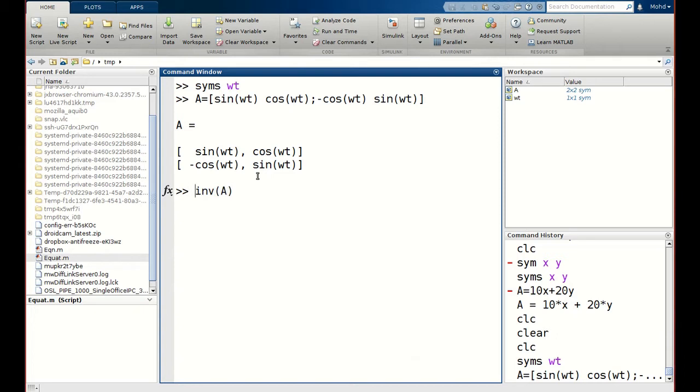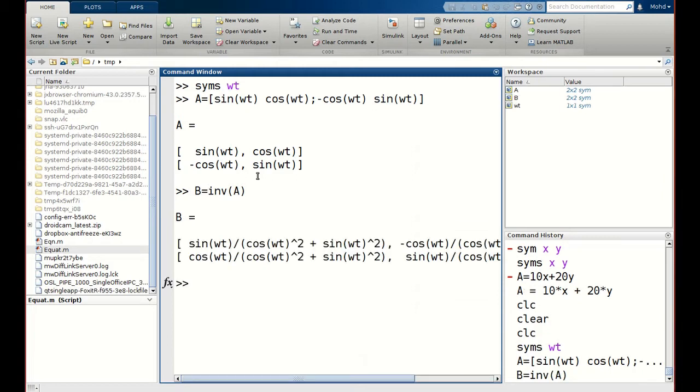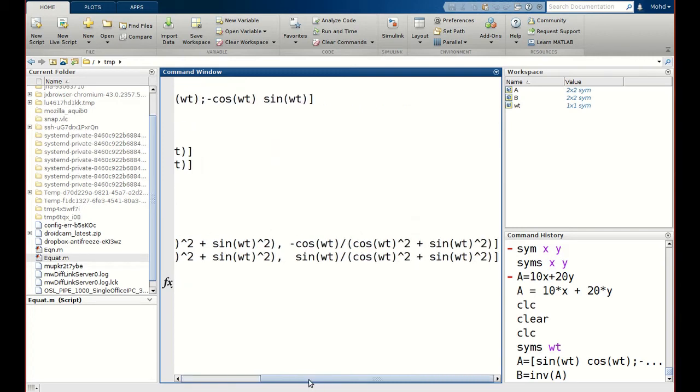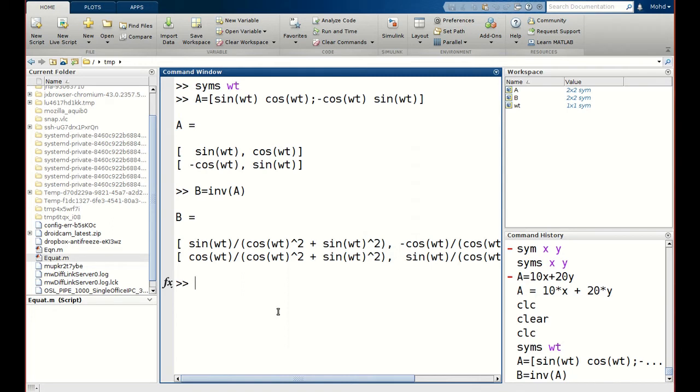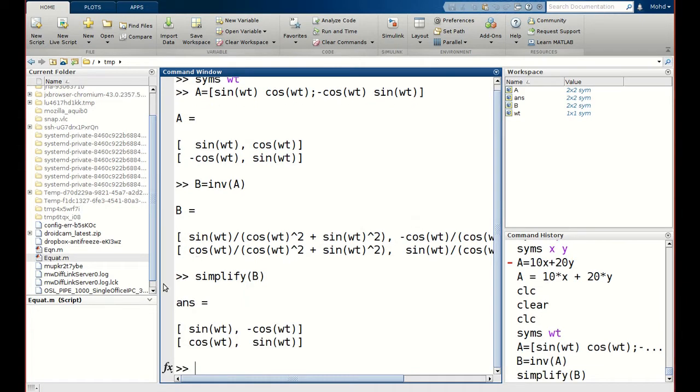Then we will simply put inverse of A. Let me define it as another variable B. So B will become the inverse of matrix A, but it looks quite complex to us. So here is a way to reduce the length or breadth of this matrix B. We can simplify this equation using the command simplify. So now B is sine omega t, minus cos omega t, cos omega t, sine omega t, which is the inverse of A.